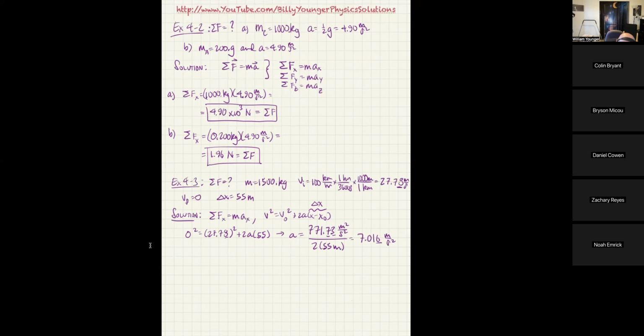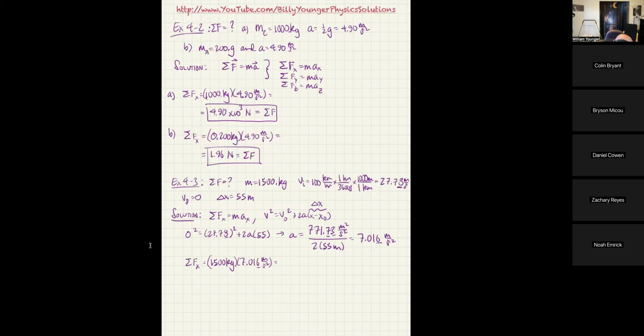Now I can use that and say the summation of the forces in the x direction is going to be equal to 1,500 kilograms times 7.016 meters per second squared.